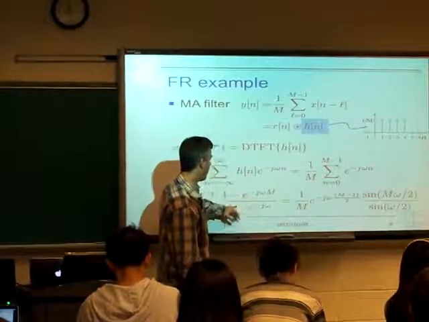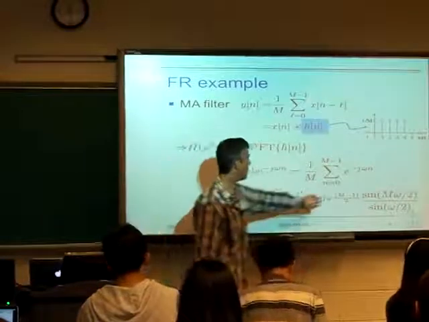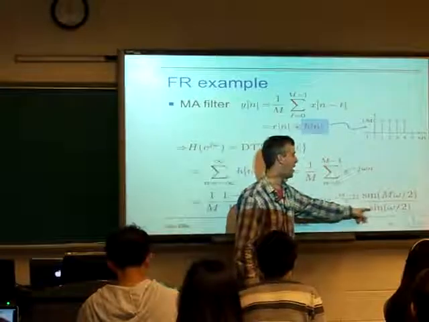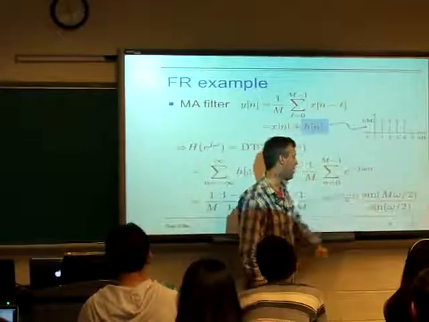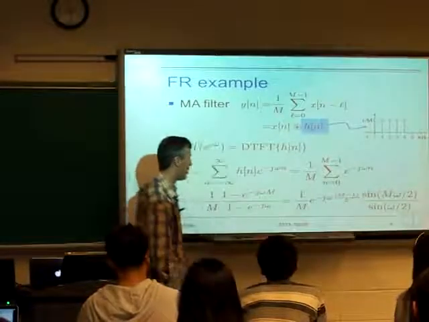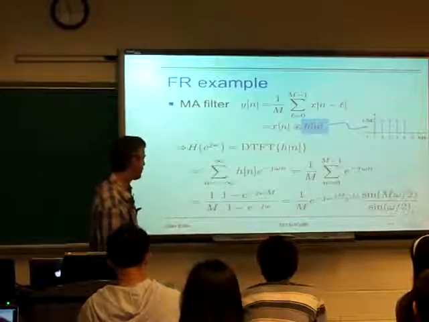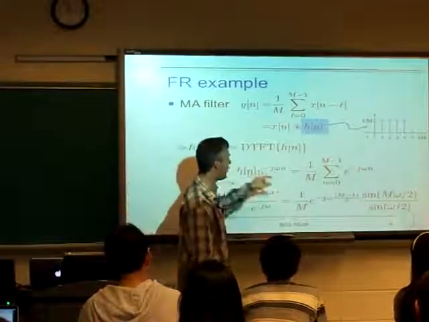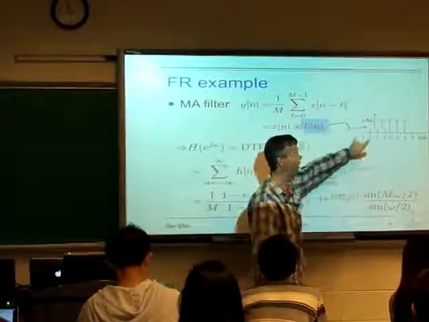And we do this for the top and the bottom. We take those terms we factored out, and then we end up with this sine m omega on 2 on sine omega on 2, this so-called periodic sinc function that we saw before. So we end up with a nice closed form expression for the Fourier transform, the DTFT, of the impulse response of this system.